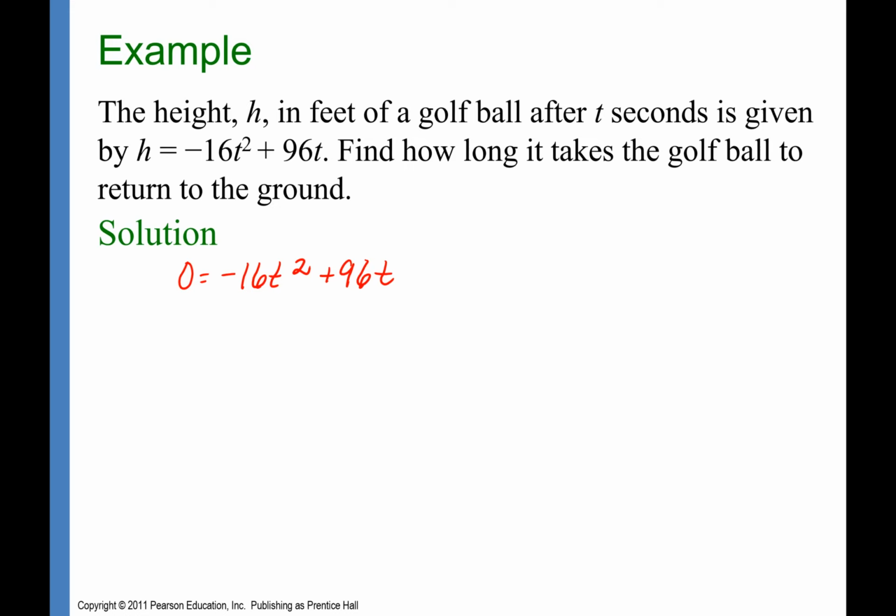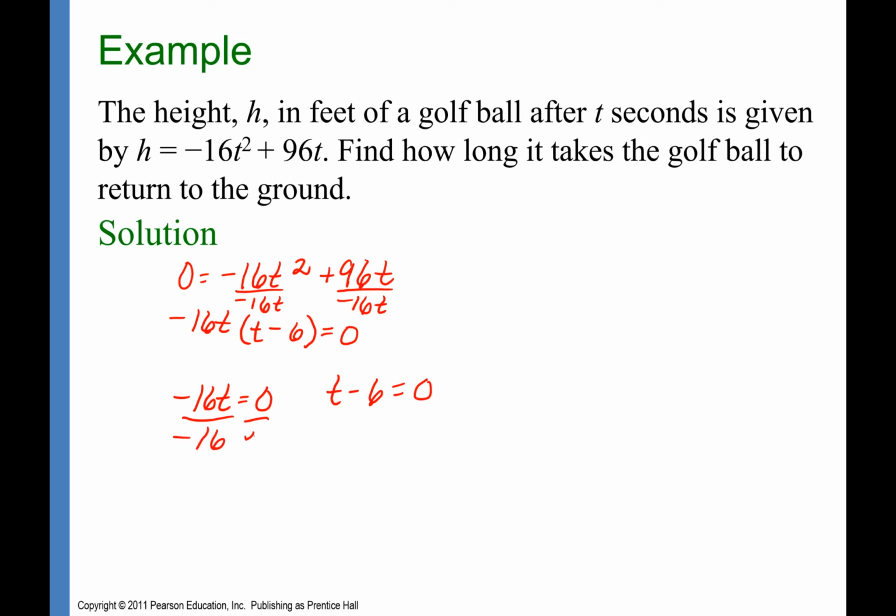So we have two terms, and our first thing always is to factor out our greatest common factor. So I'm going to factor out a -16t. Remember, when I factor that out, it's like I'm dividing by that term, and I should get t minus 6. So we're finding when that height is 0. We have two factors that equal 0, so I can find t by setting each of those factors equal to 0, because if they multiply to be 0, then each factor can be set to 0.